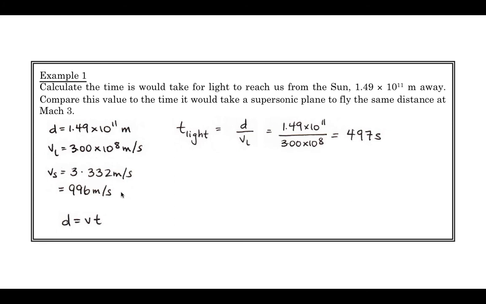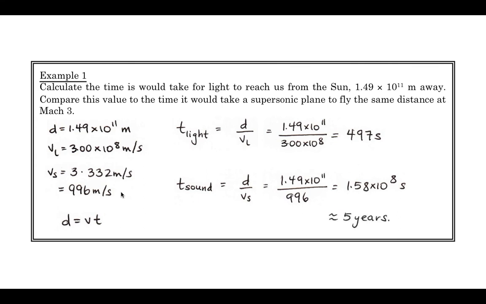Divide 500 by 60, and you don't get that many minutes. The time it would take for sound to do this is 1.58 times 10 to the 8 seconds, which, if you do a quick little conversion, is about 5 years. So if you fly at Mach 3, it's going to take you about 5 years to get to the sun. Light does it much quicker.